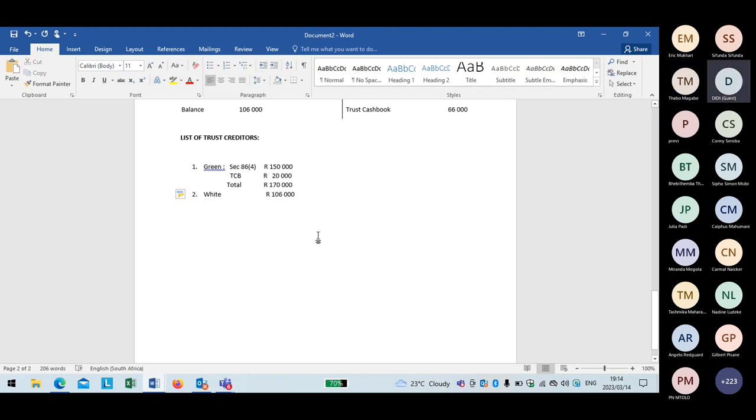But if you do the calculation from there and then bring it here, I find it easier to do the calculation there on the trust and then just bring the total number here. Of course, we are interested in the total here. This is why we say a list. You simply write a list. Yes, sir. Thank you.